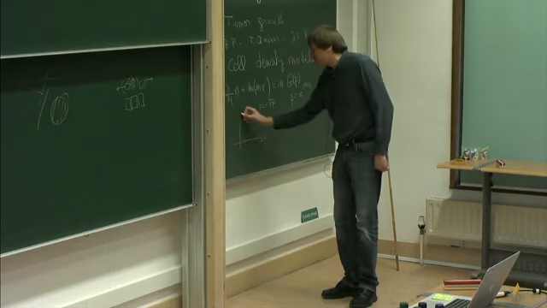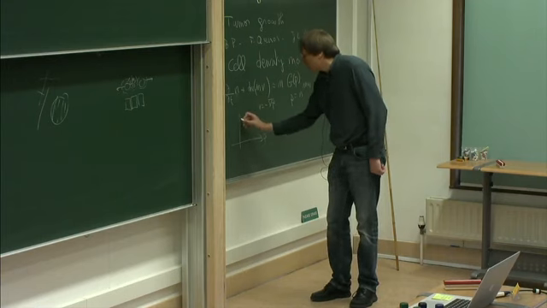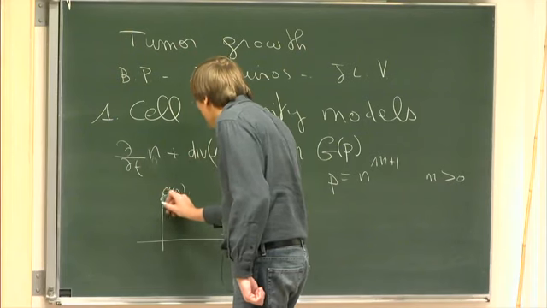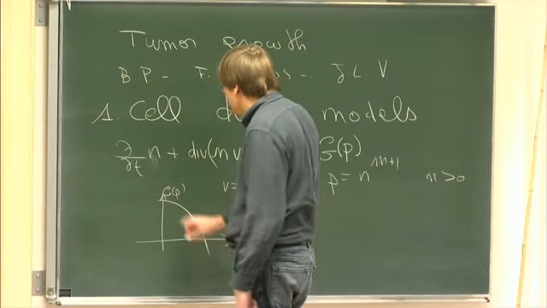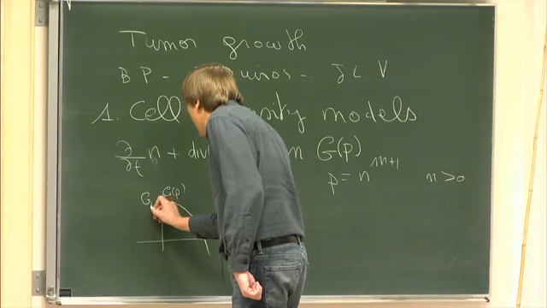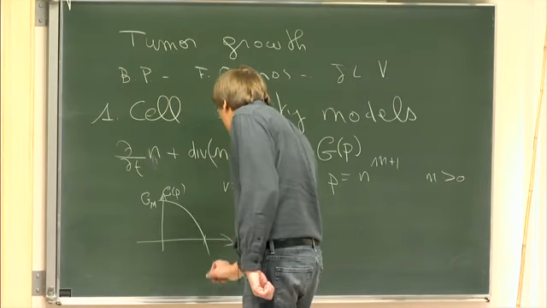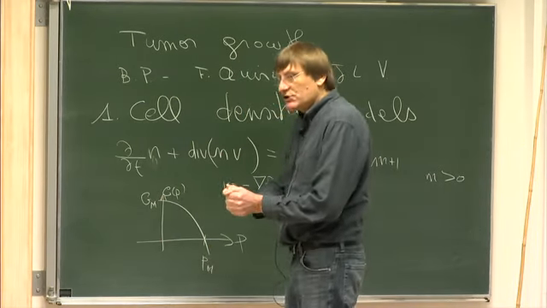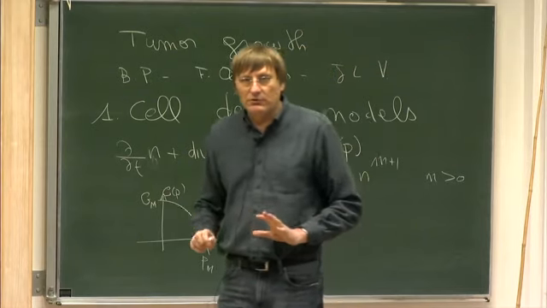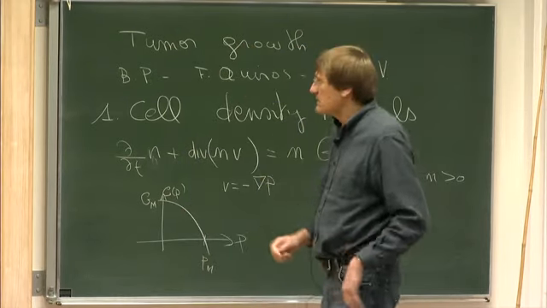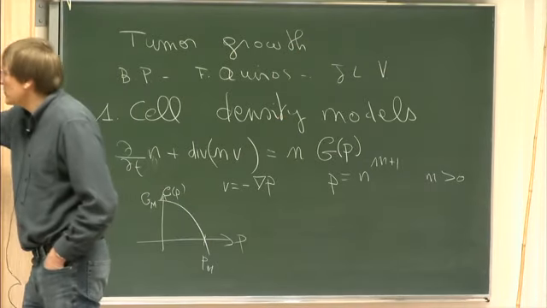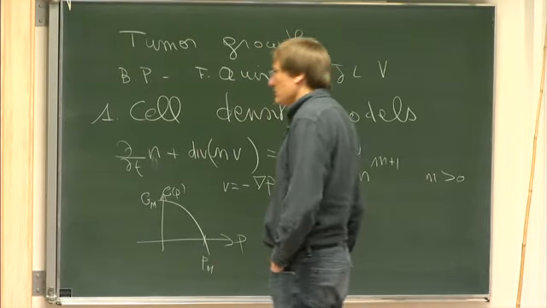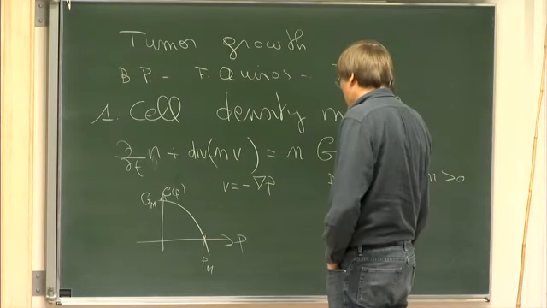If I draw the pressure here, the function G will be something like that. So it will be maximum when the pressure is small. Let's call it Gm. And there is a pressure Pm for which the contact inhibition is so strong that cells stop dividing, because this triggers this chemical reaction which stops the division cycle.